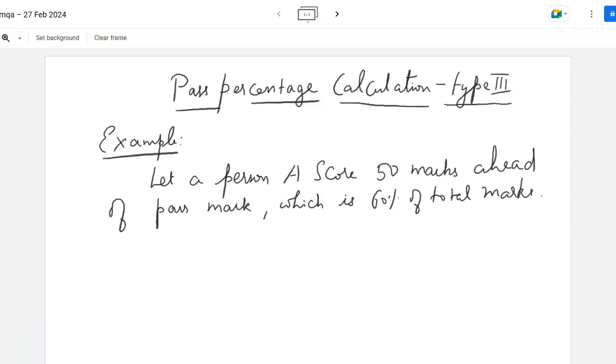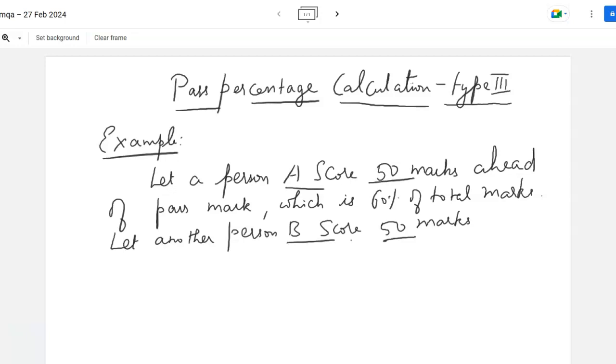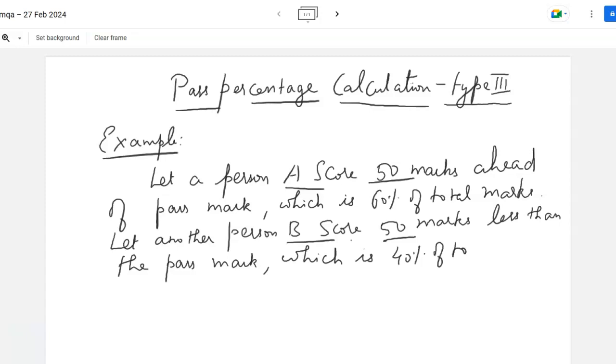Second data is, let another person B score 50 marks less than the pass mark. So basically this is a positive deviation for one person, and another person has a negative deviation from the pass mark. Another person B scores 50 marks less than the pass mark, but which is nothing but 40% of the entire total marks.